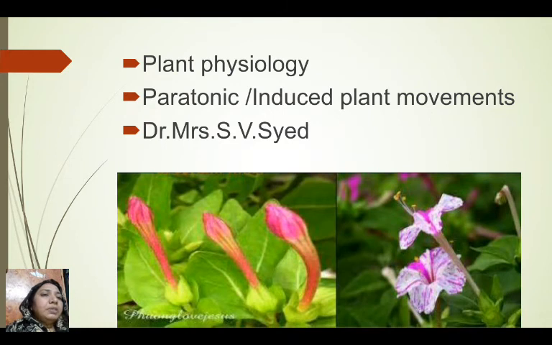In today's lecture, we will discuss Botany, theory paper number 7 and 12 for BSc second and third year, plant physiology. Up to this, we have completed the autonomous or spontaneous movement. Now, in today's lecture, we will discuss the paratonic or induced movement.